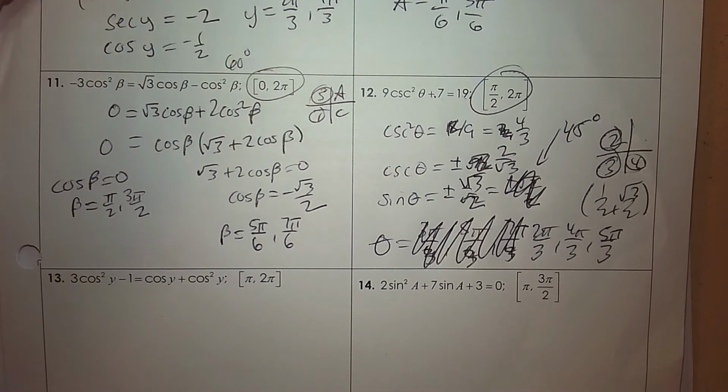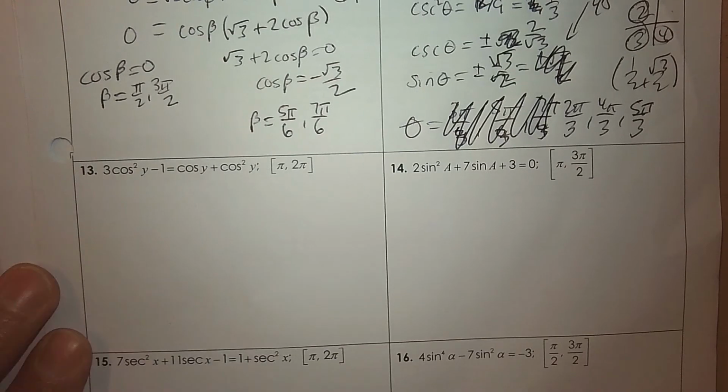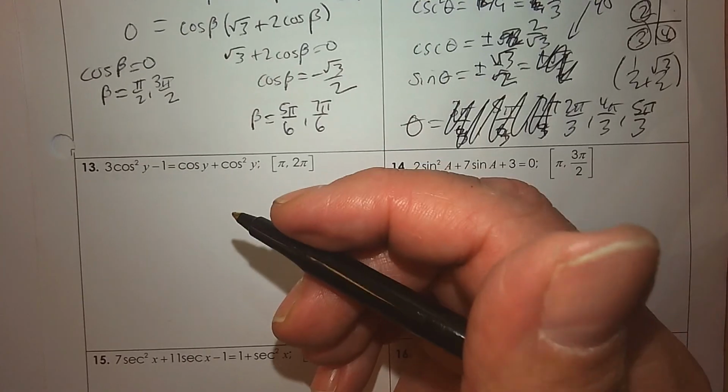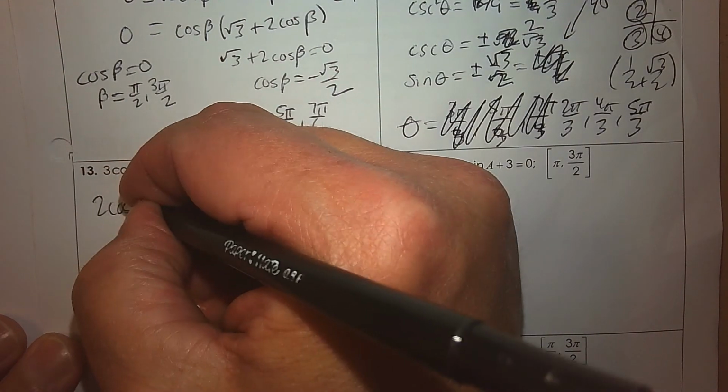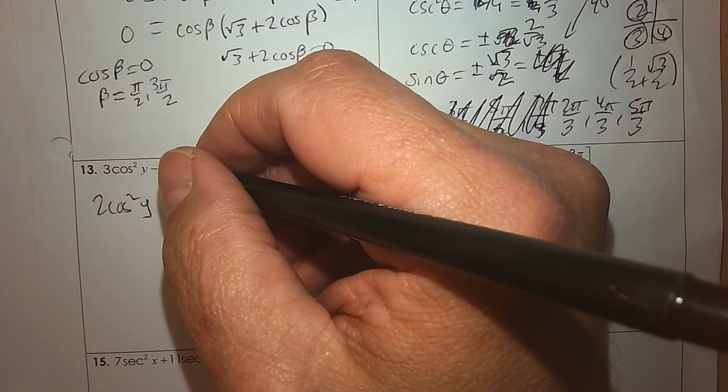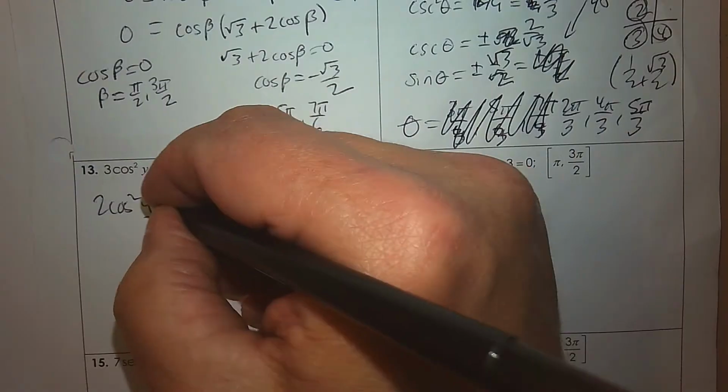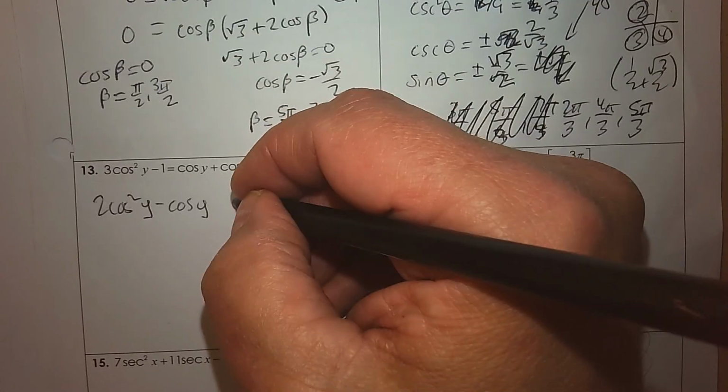Number 13. I want to solve this, so I'm going to combine like terms. Let's see if I can do it right here. Subtract 1, that's 2 cosine squared y. I'm going to subtract cosine y, and we still have a subtract 1.